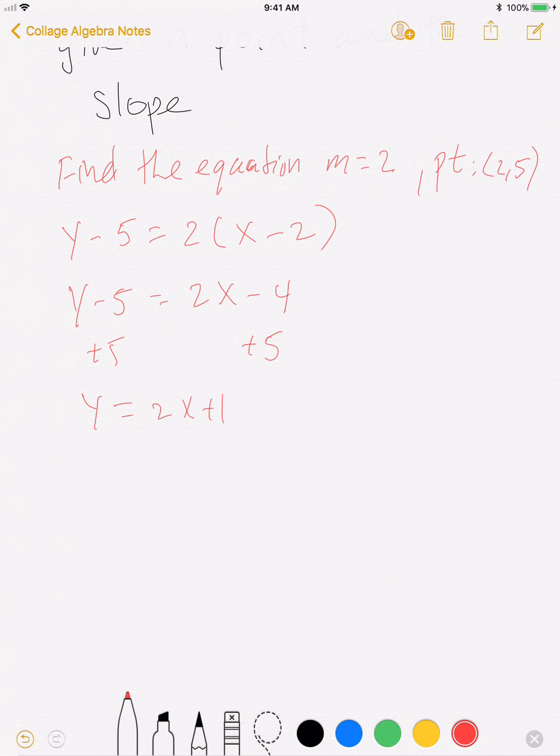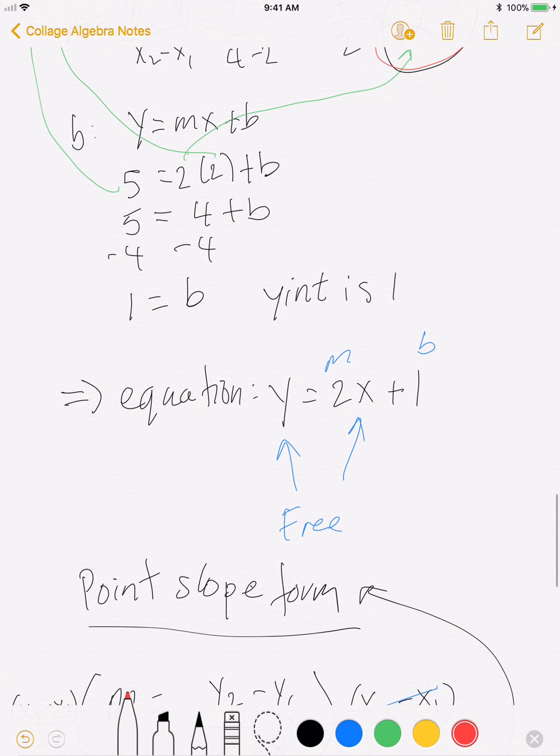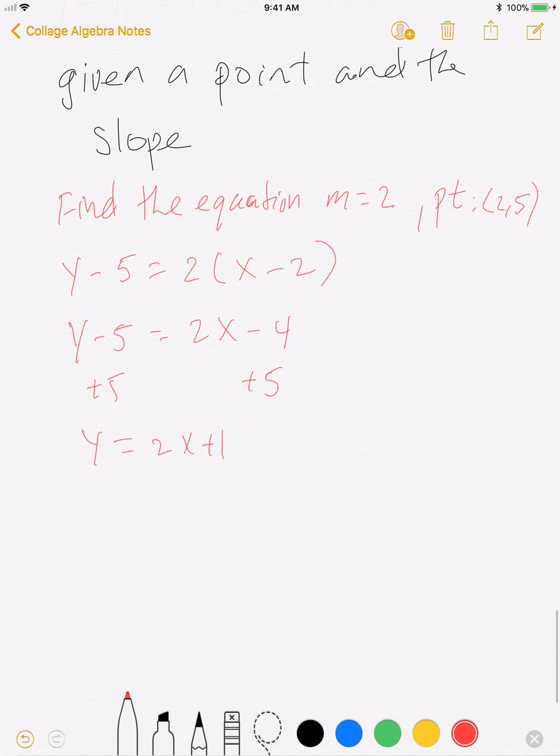In my opinion, the point slope form of the line is a little bit simpler than finding b directly, like we did right here. And you get the answer straight away. You get y equals 2x plus 1. And so that has its advantages. But either way, you get to the same place. Right? Doesn't that make us happy? Yay!